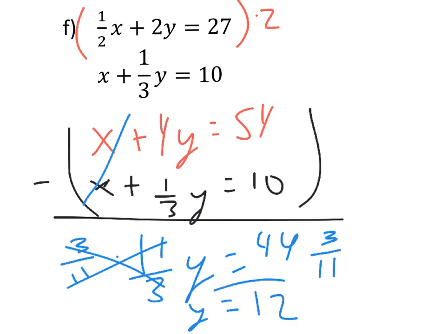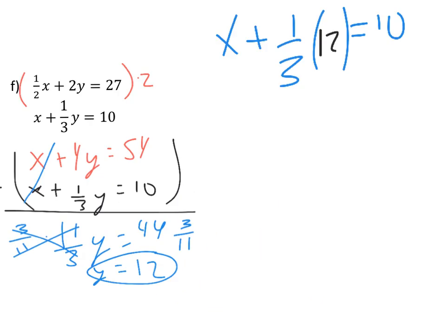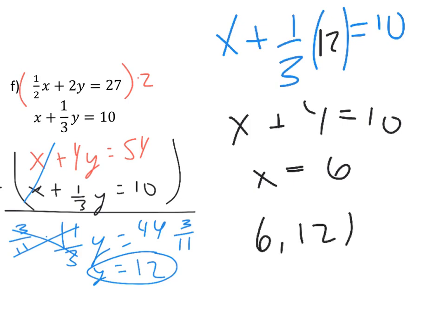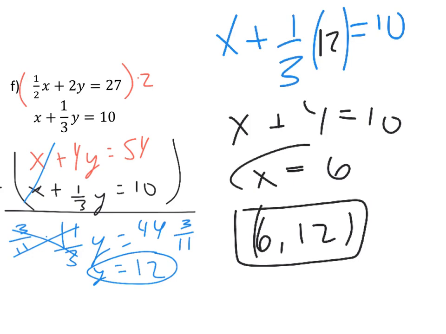And I'm left with y equals 12. Now that I know y, I can pick either equation from the beginning and solve for x. I think the second equation is easier, so I'm going to plug y in for 12 there. So x plus 1/3 times 12 equals 10. I get x plus 4 equals 10, which gives me x equals 6. Our final answer then is the ordered pair 6, 12. And we're finished.